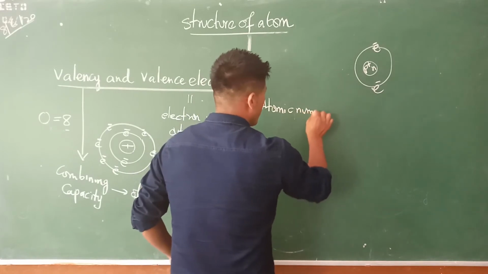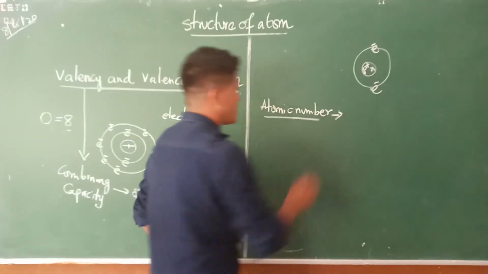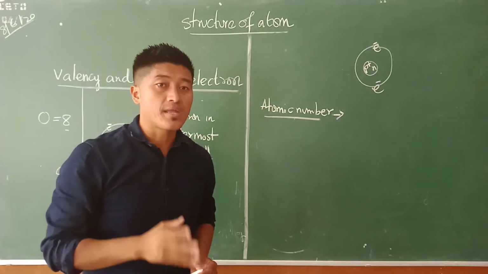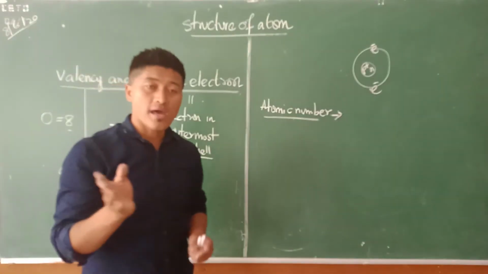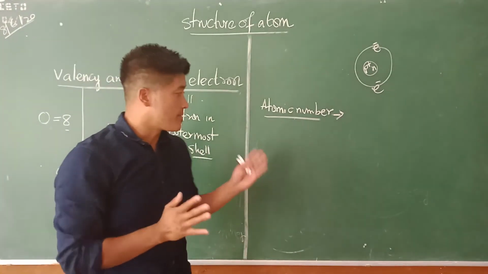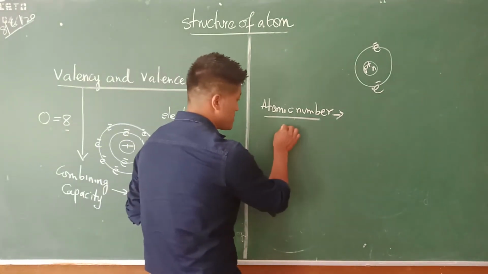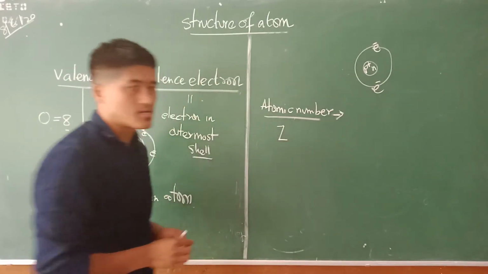atomic number. So in a periodic table we have 118 elements, and we arrange all the elements on the basis of their atomic number. Normally atomic number is symbolized by the letter Z here. Is that clear? Okay.